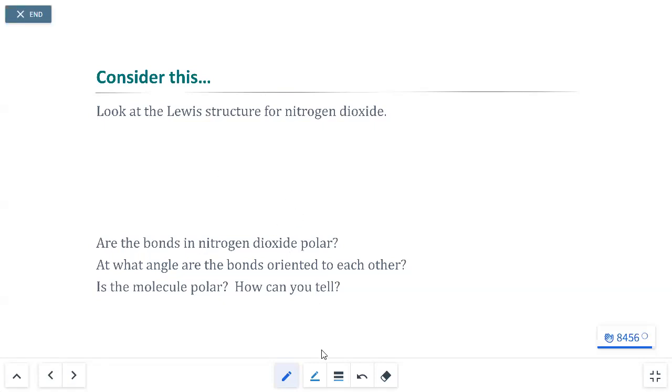And so we're going to start this chapter kind of where we ended the last one. Looking again at nitrogen dioxide. And again, recognizing this has a resonance structure, we're just not going to draw it in here. Based on what we know as of right now, how many of those questions at the bottom can we answer?